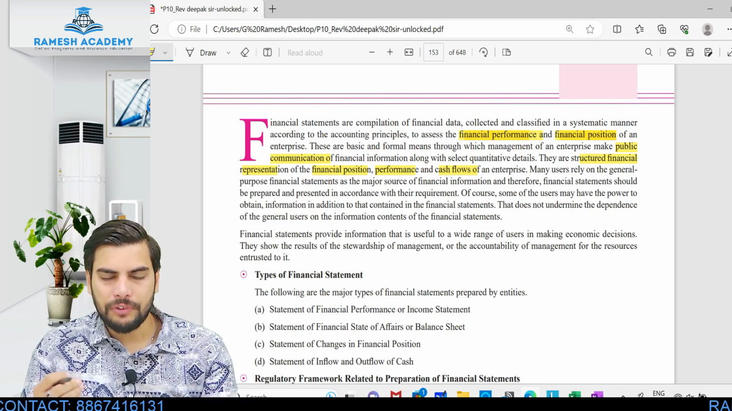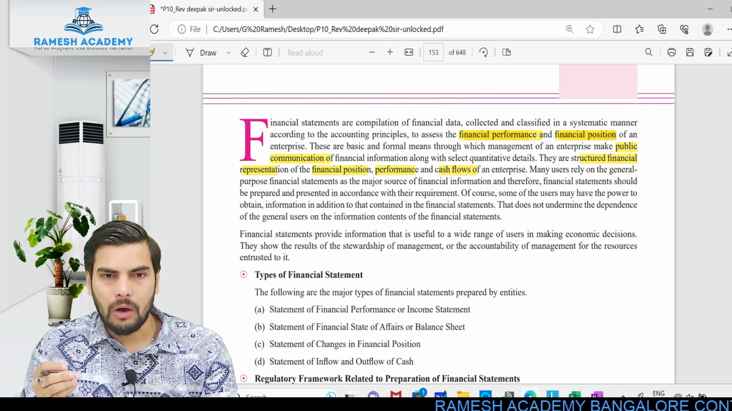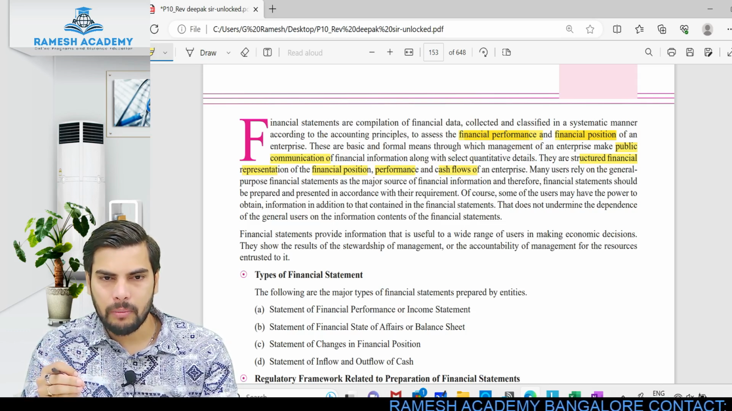So normally the financial statement will be prepared in order to serve the general purpose. Okay, what is the general purpose? To communicate the financial performance and financial position. Okay, this is the general purpose. Now there will be specific purpose requirements. Okay, there will be some specific purpose requirements.